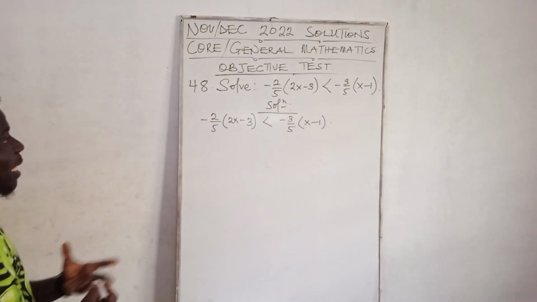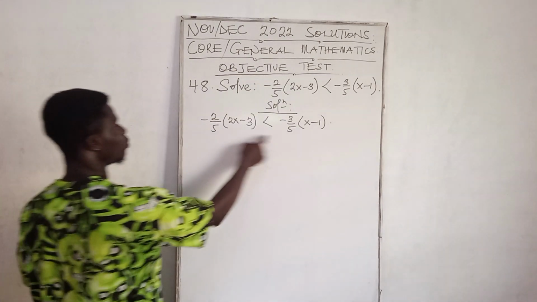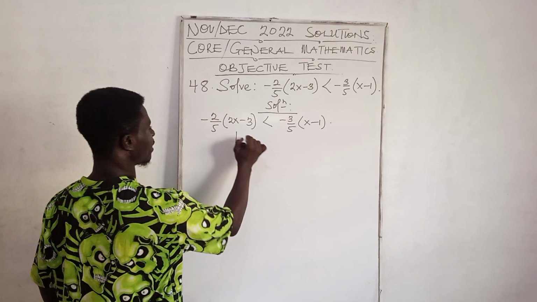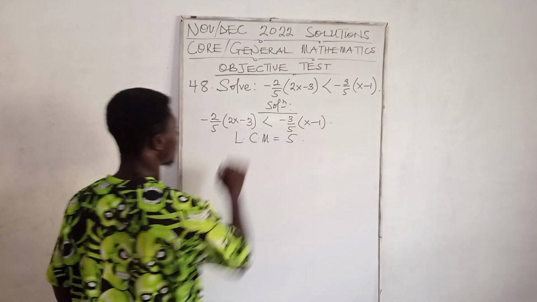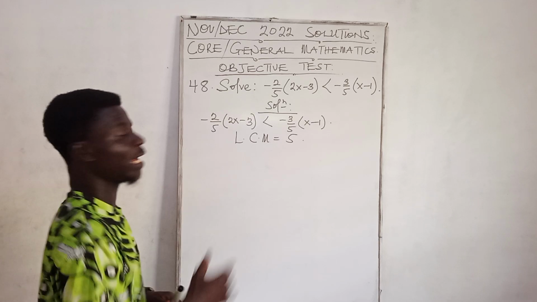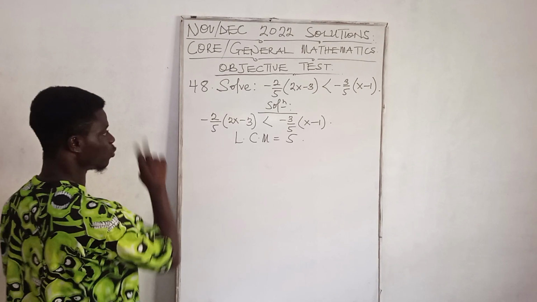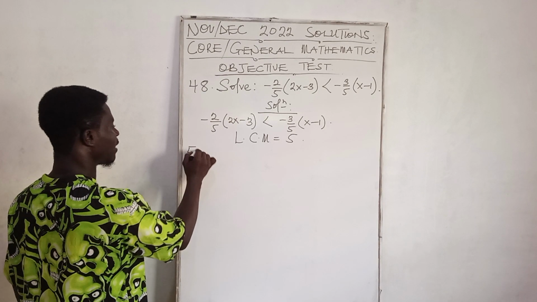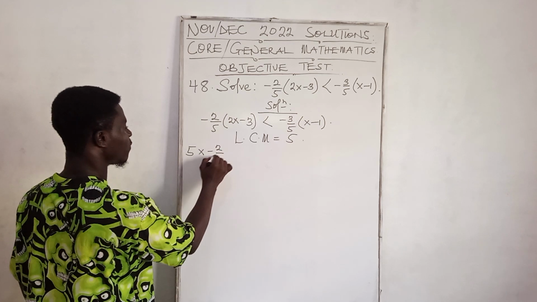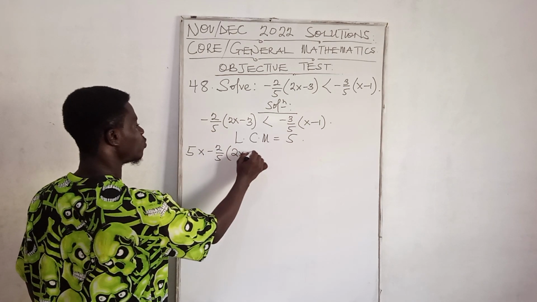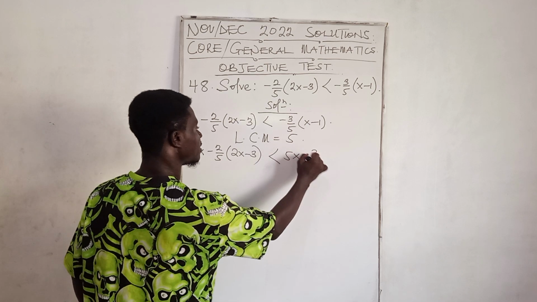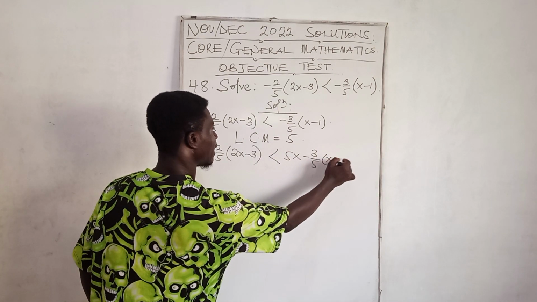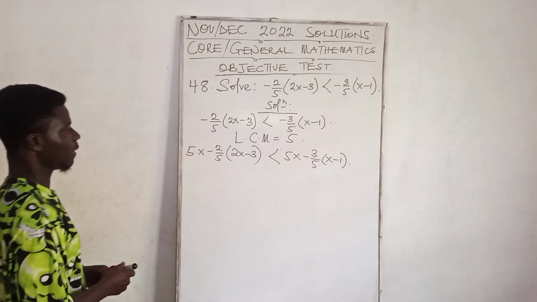What will be our LCM? Our LCM will be 5, the least common multiple or divisor. So we use 5 to multiply through by the number of terms, which is 2 times. So I have 5 times negative 2 over 5 times my 2x minus 3 less than 5 times negative 3 over 5 times my x minus 1.